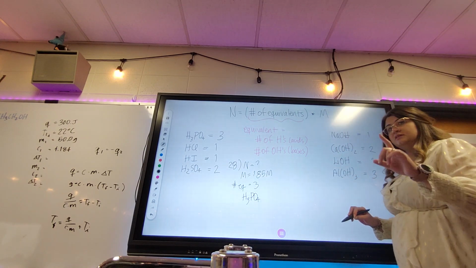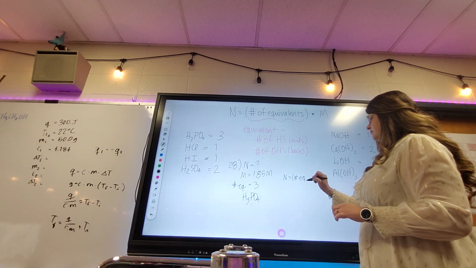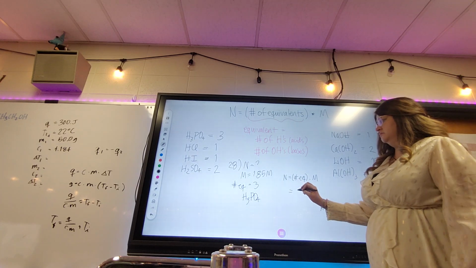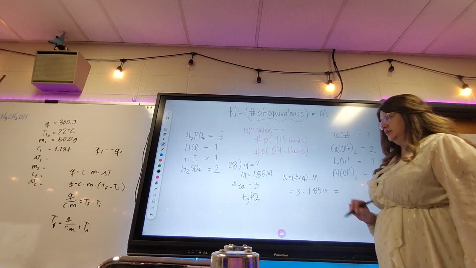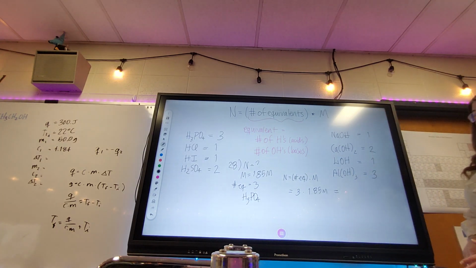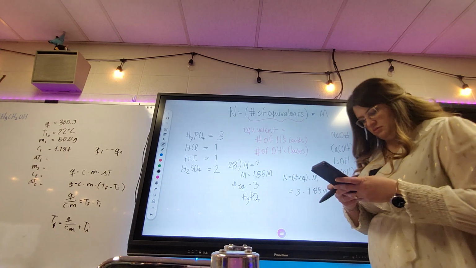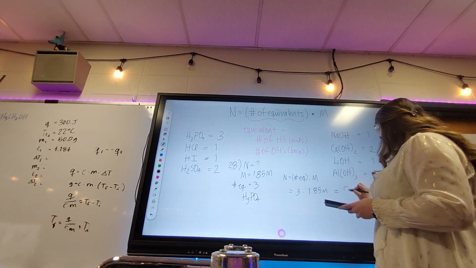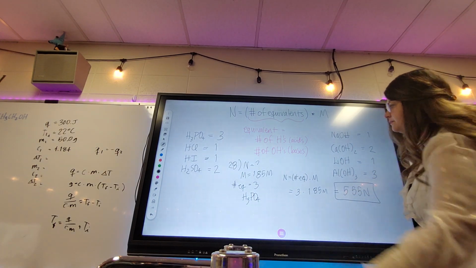So yes, it's easy. Yes, you still need to write the formula down. So write your formula down, no problem. And then 3 times 1.85. And then your answer magically changes units to big N, which like we say is normal. What do you get for an answer? I got 5.55. Your unit is big N.